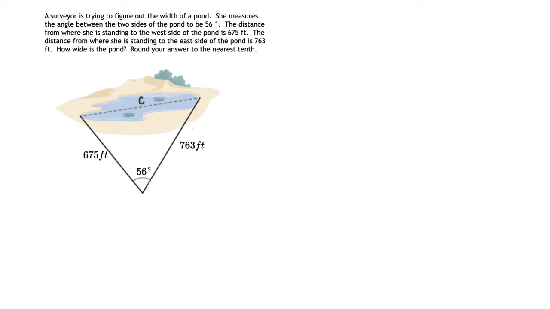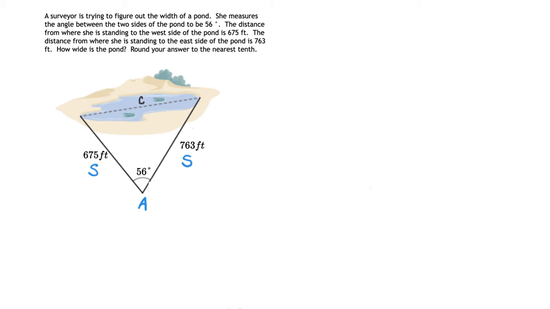Law of cosines can work one of two ways. You can have side, side, side, or side, angle, side. Now in this question, you're actually given a side of 675, an angle of 56 degrees, and a side of 763. So in this case, we actually can use law of cosines. It does work with side, angle, side.